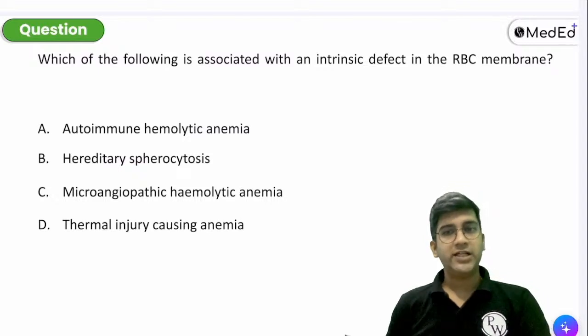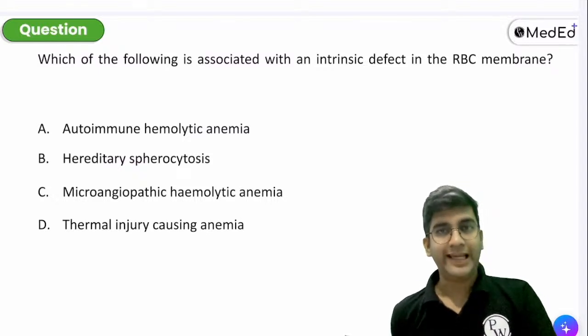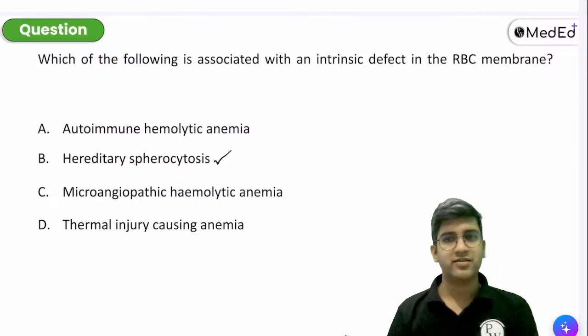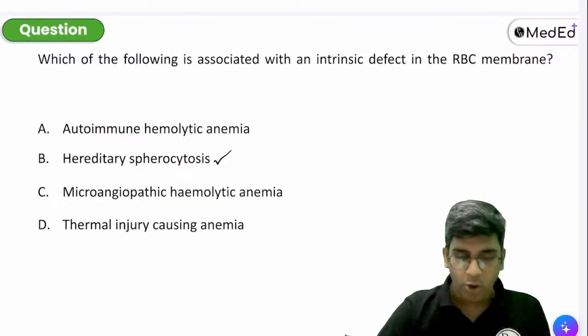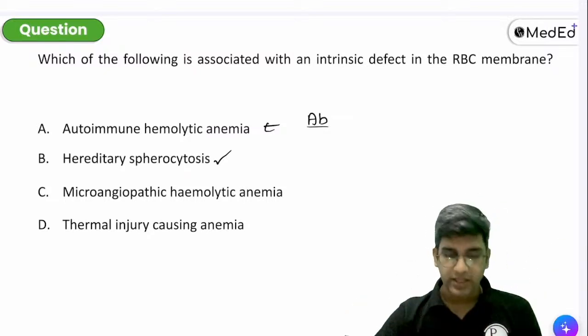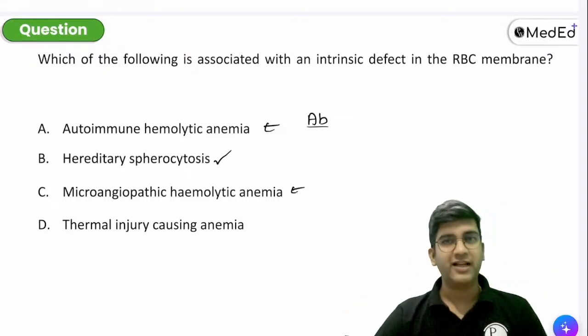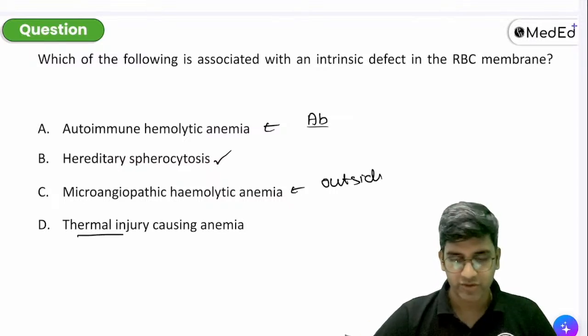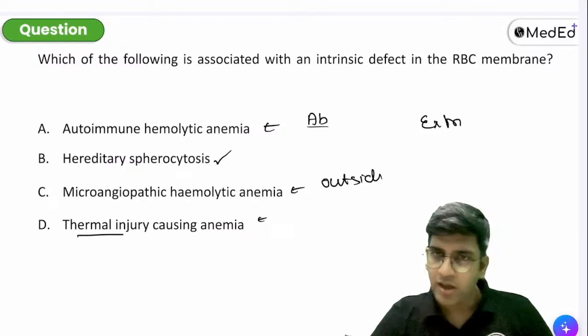Which of the following is an intrinsic defect in the RBC membrane? Intrinsic means it's a defect in the membrane. Obviously, HS, right? It's not difficult to remember. Autoimmune hemolytic anemia is due to antibodies from outside. Microangiopathic hemolytic anemia, it's trauma, right? Clot formation will destroy that. This is also from outside, right? Thermal injury, it's injury from outside, right? It's also outside. All these are extrinsic defects.